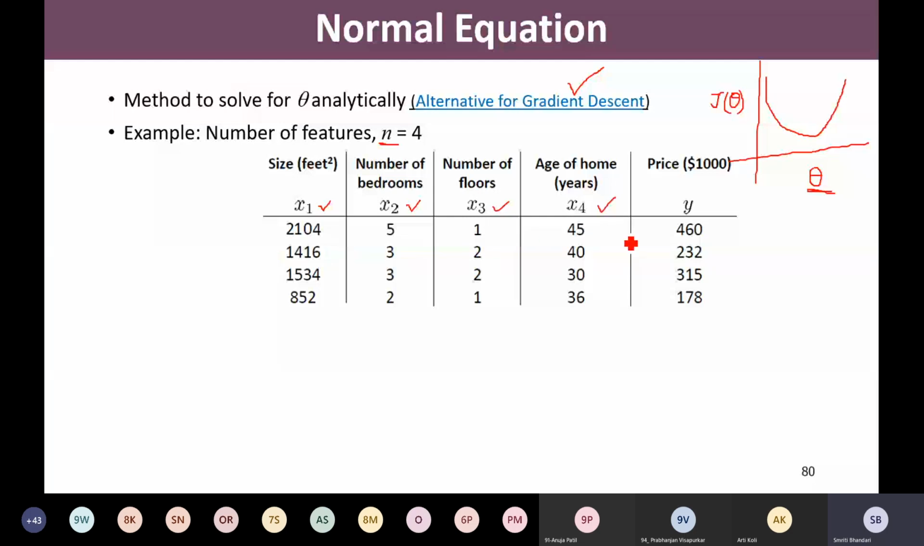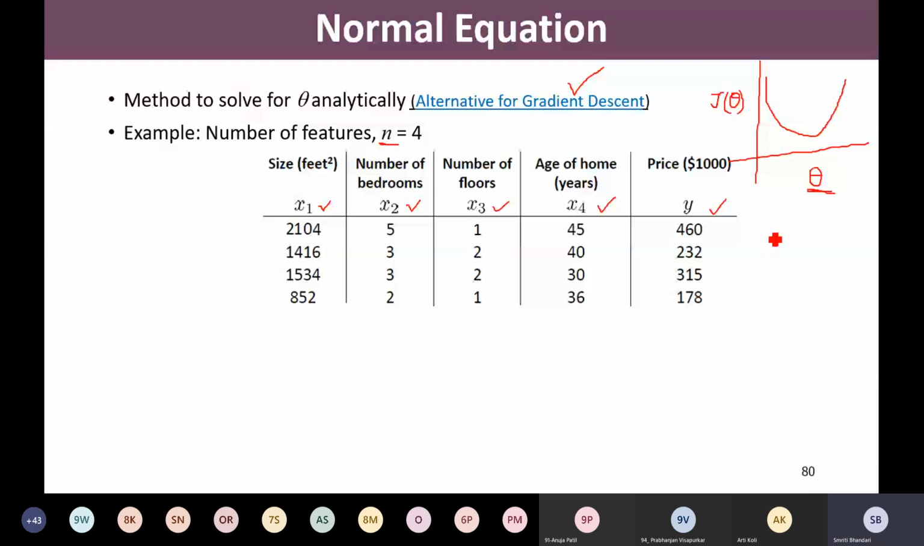So we are having these 4 features in our data set, and based on these 4 features, we are supposed to predict the price of the house. So this is our output y, and in my feature vector, I am having these 4 features.